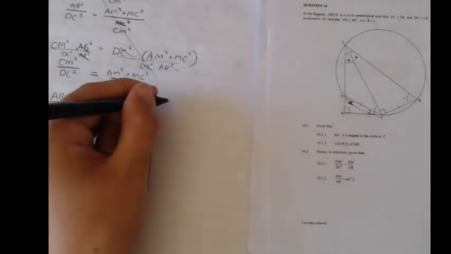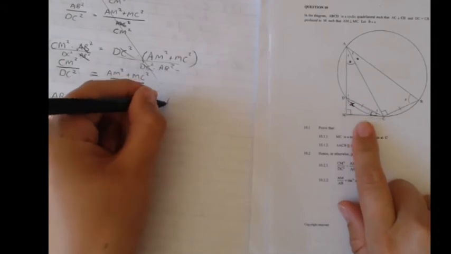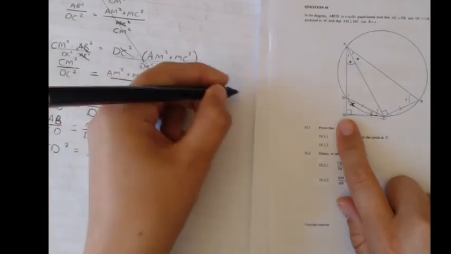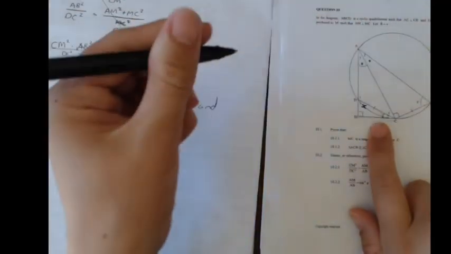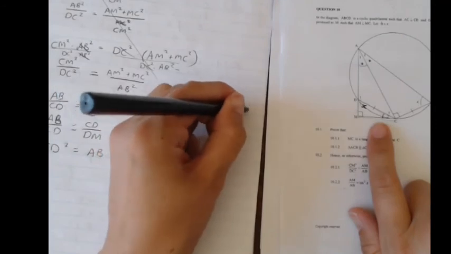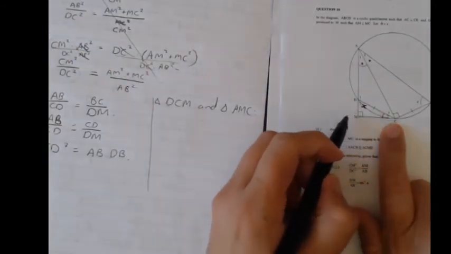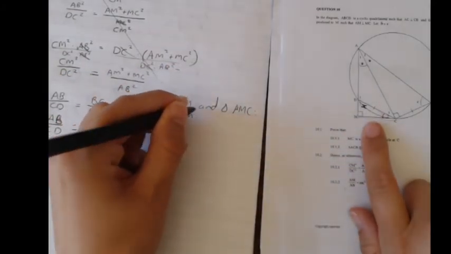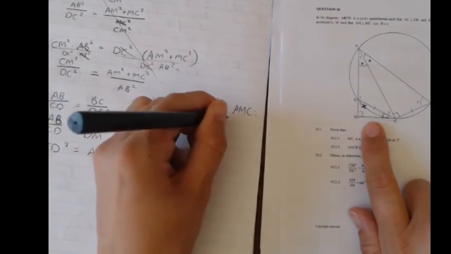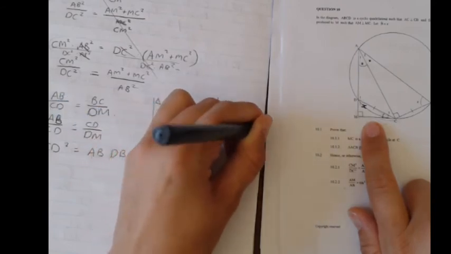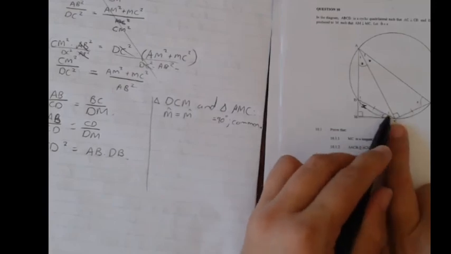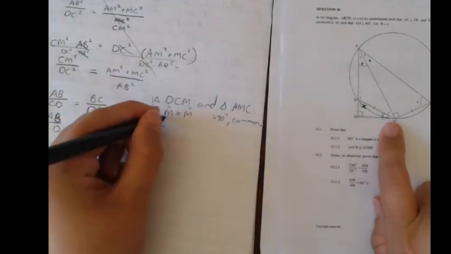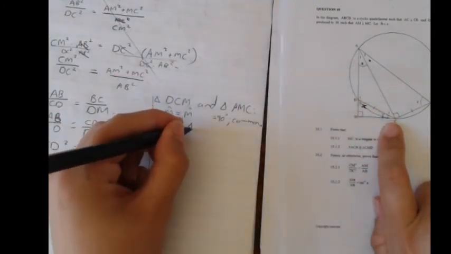So let's do that. I have in this triangle DCM, and the big one AMC, triangle AMC. I have that angle M is equal to angle M, it's 90 and it's common. 90 common. Then angle C2 is equal to angle A1. DCM is the small triangle on the left hand side, so C2 is equal to A1 in the big triangle.